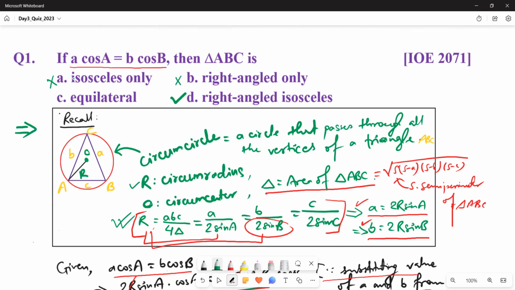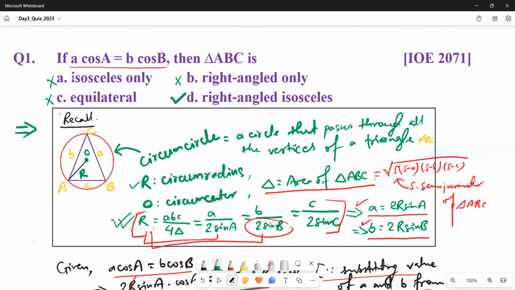We saw that one of the angles is 90 degrees. When one of the angles is 90 degrees, it cannot be equilateral, because in an equilateral triangle all the angles should be 60 degrees, that is, all the sides should be equal. But in this case only two angles are equal and the third angle is 90 degrees. So this cannot be an equilateral triangle. We also saw that we are getting the isosceles case and the right angle case. So option D is correct.